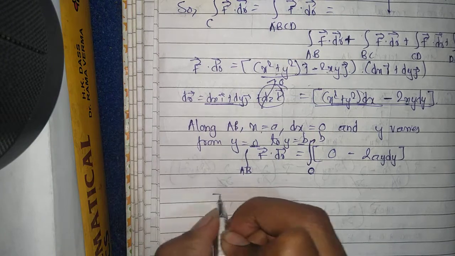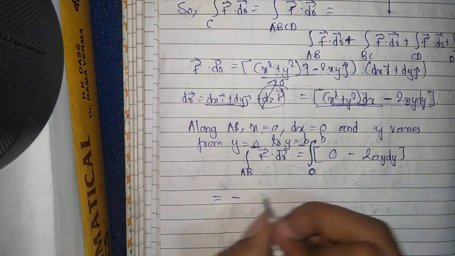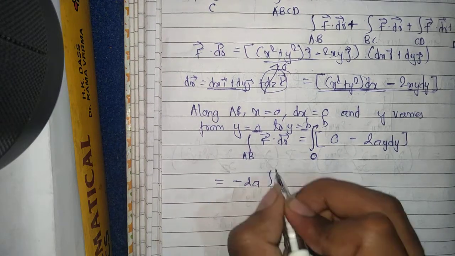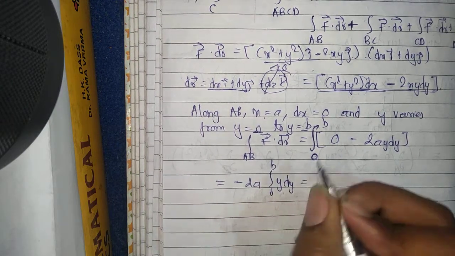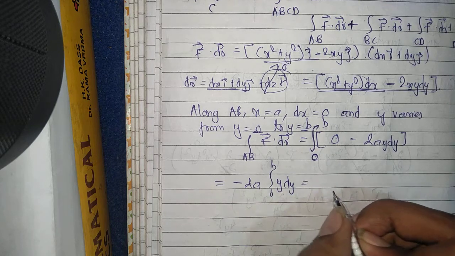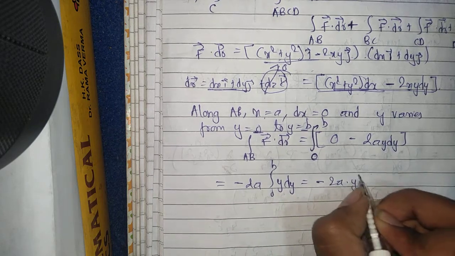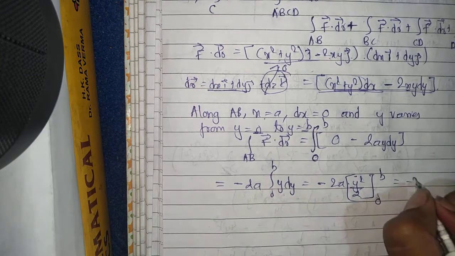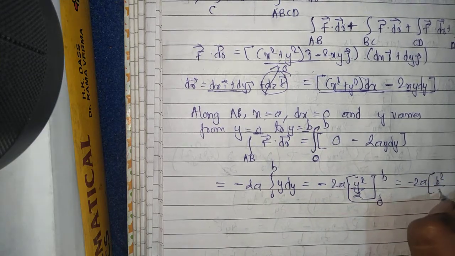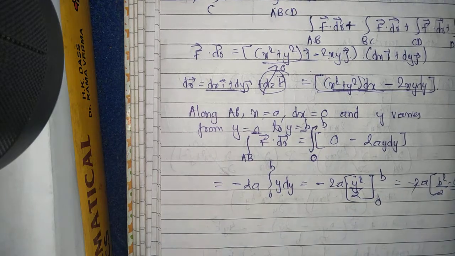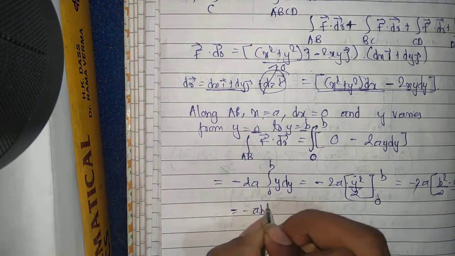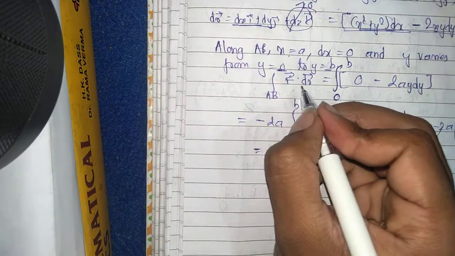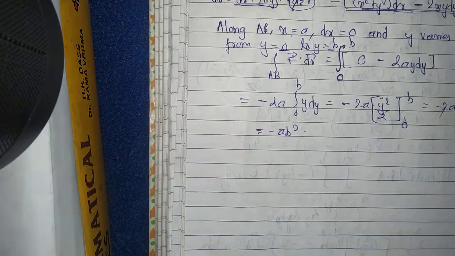So we get minus 2a, which is a constant, times the integral from 0 to b of y dy, equals minus 2a times y squared by 2 from 0 to b, so we get minus 2a b squared by 2 minus 0, equals minus a b squared. So the line integral of F dot dr along AB is minus a b squared.